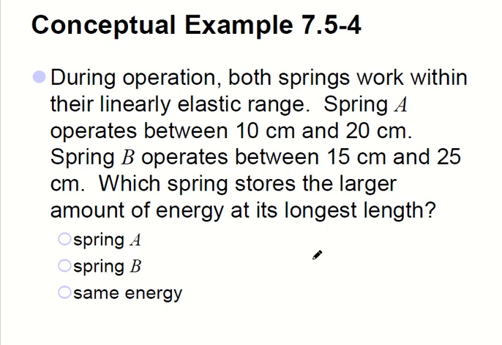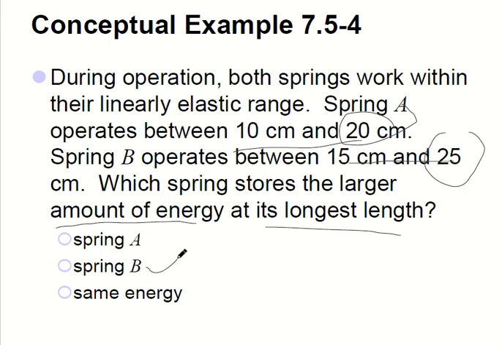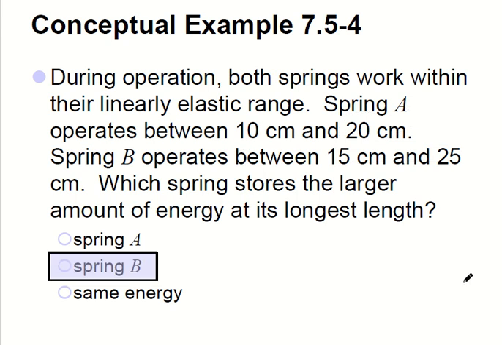Spring B is going to operate between 15 centimeters and 25 centimeters. In which spring stores the larger amount of energy at its longest length? So we're given different lengths right there, and then we need to find and compare the energy. The question is asking you at longest length. So the longest length is 20 and then 25, yes? So spring B is going to store more because it has a longer length.